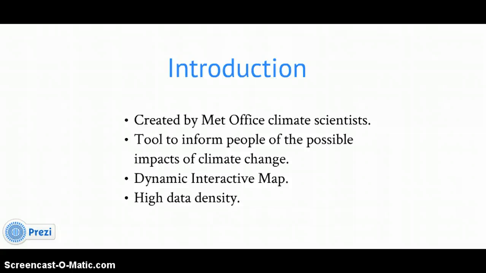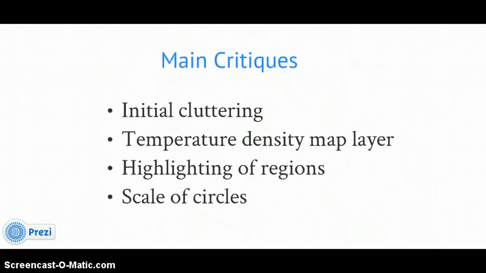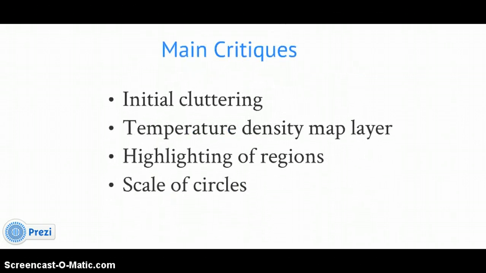user. The map is freely available, extremely dynamic, and consists of layers of information that can be toggled on and off. As we can see here, the 4 main critiques that we will be discussing in this video are the initial cluttering, temperature density base map, and both the highlighting and scale of the regions.